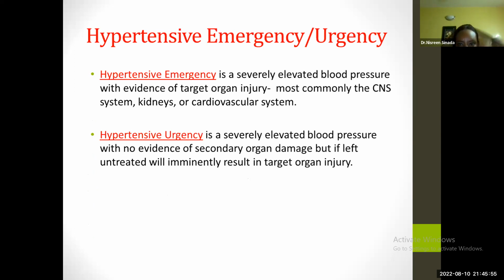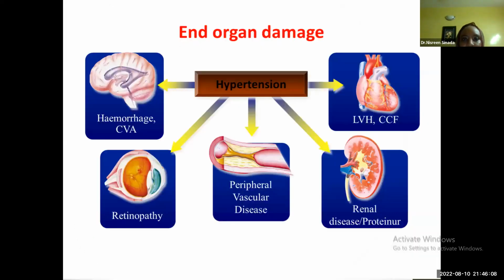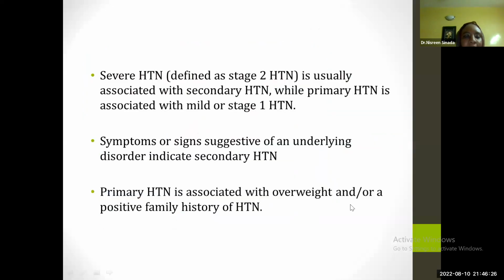Hypertensive urgency is severely elevated blood pressure with no evidence of end organ damage, but if left untreated, will end by target organ injury. This is the end organ damage for the hypertension. You see here, it affects the heart by left ventricular hypertrophy and congestive cardiac failure, the brain by hemorrhage and CVA, retinopathy in the eye, peripheral vascular disease, and affects the kidney by renal disease and proteinuria.